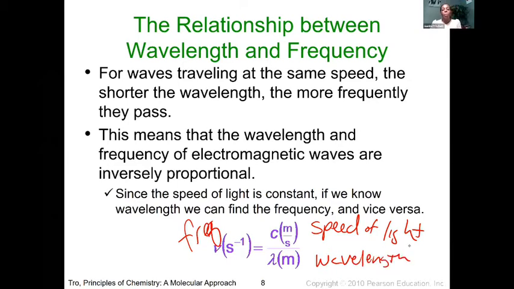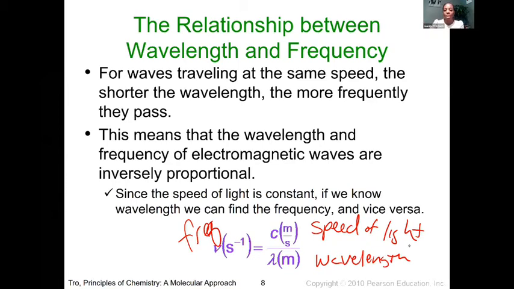Okay, and remember, speed of light is in units of meters per second. That's that constant, 3.0 times 10 to the 8th meters per second. The wavelength would be based on the distance between the peaks of the waves, and the frequency would be how often peaks are hitting a certain point.